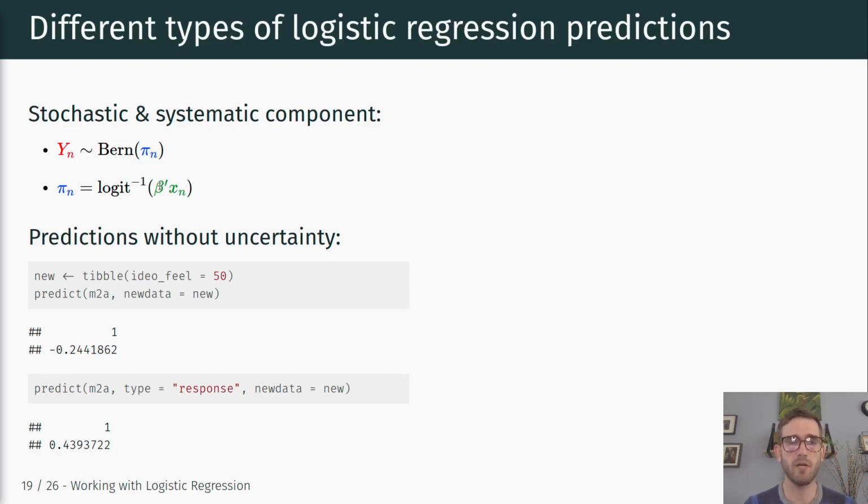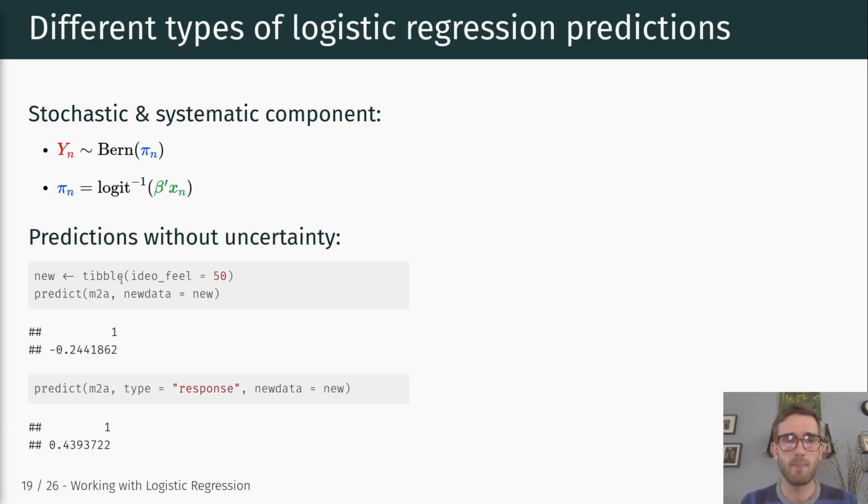Now, after we have our model, and again, we're just looking here at the first model that we worked with in previous videos. We're predicting vote for the Republican candidate in the 2000 US presidential election, just using one predictor, namely this ideological feeling thermometer. Suppose now we want to make predictions about voting behavior for a respondent who places him or herself at the center of the scale, so at this feeling thermometer being equal to 50.